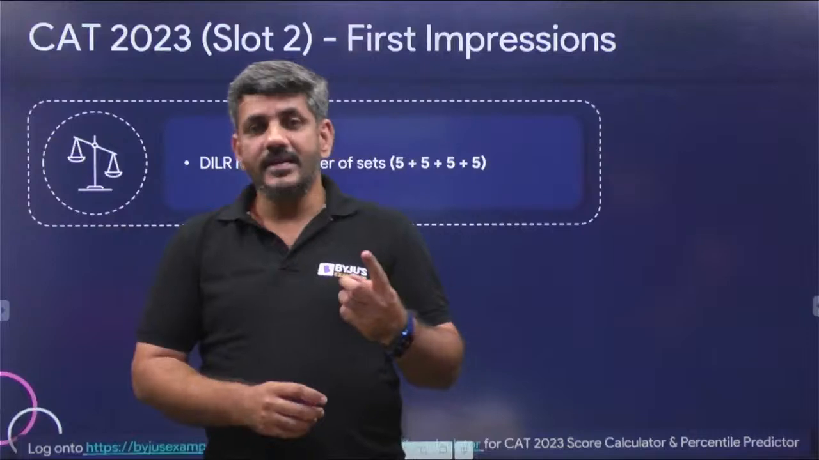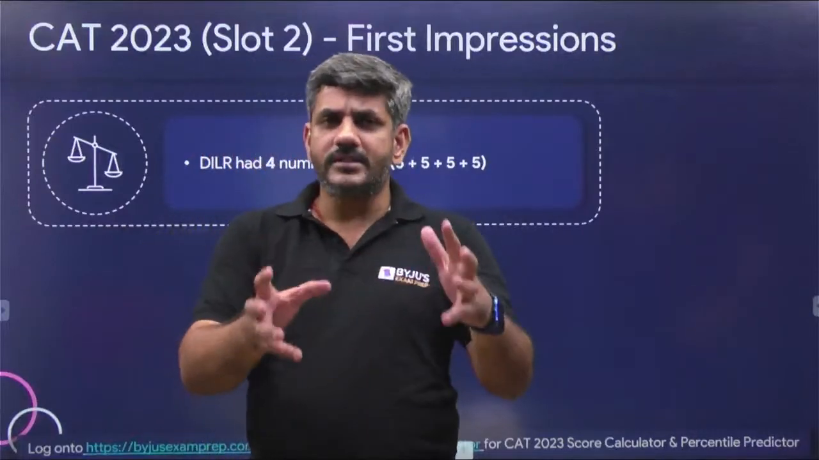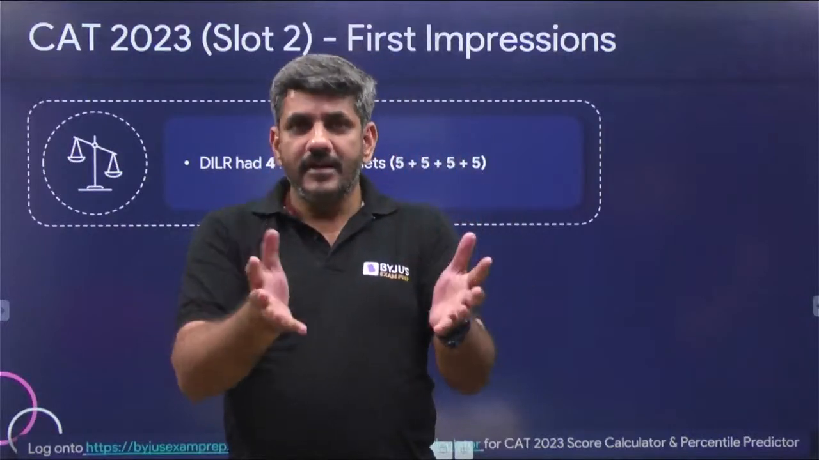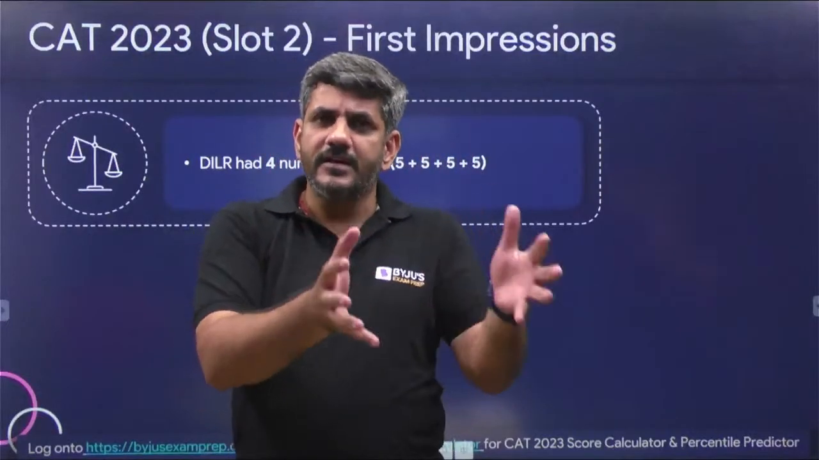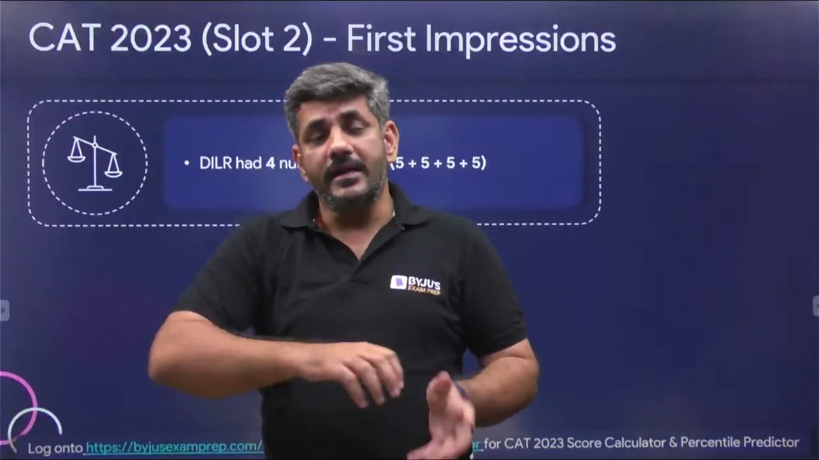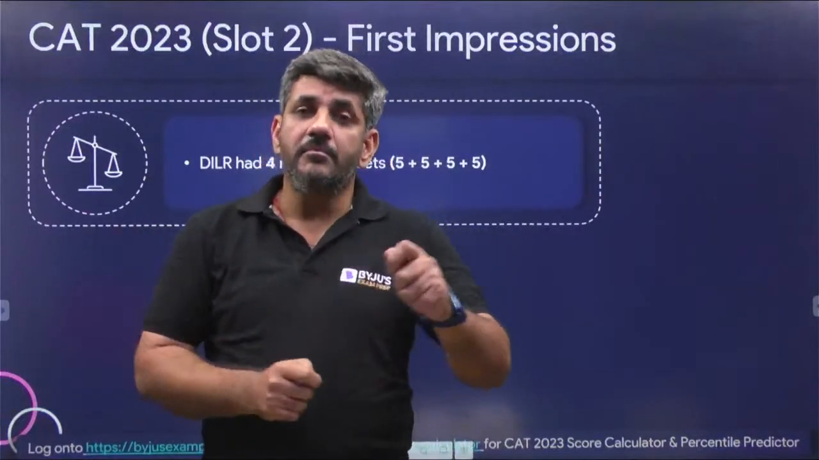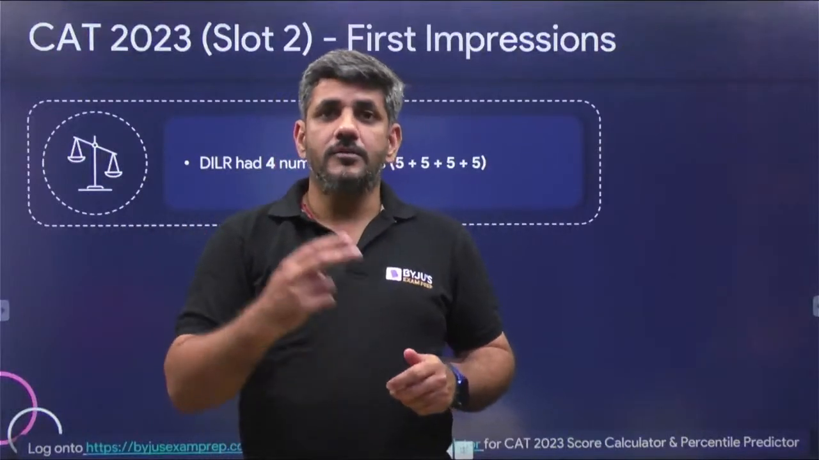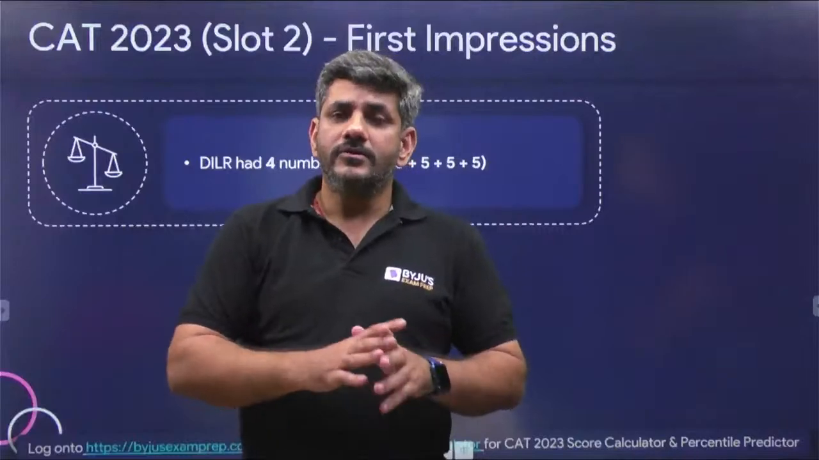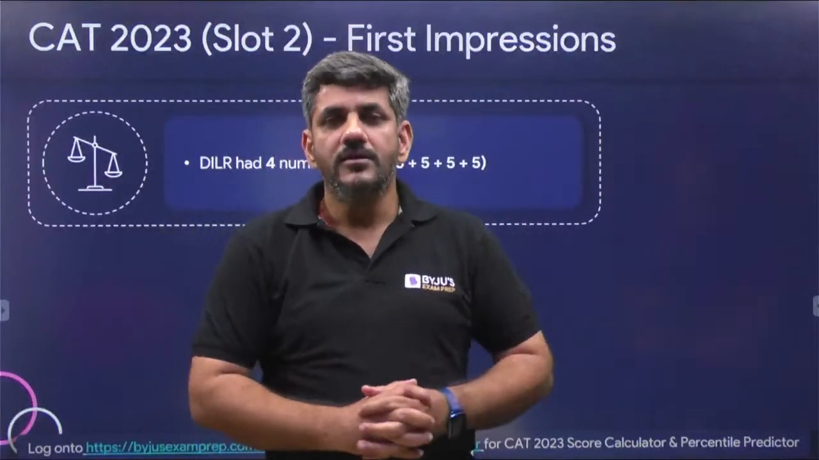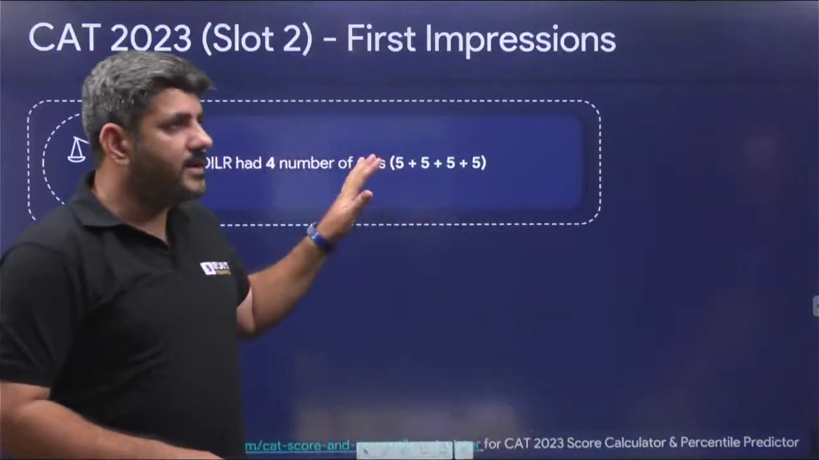But there was one set of boxes, and there were some coins put into them. There was a figure given, and there were some asterisks on it as well. Then they talked about the median number of coins: if it is followed by 1 asterisk, this would happen; if it is followed by 2 asterisks, this would happen. That clearly told us that this set was going to be difficult. And yes, it was the most difficult set. So that's primarily about DILR.